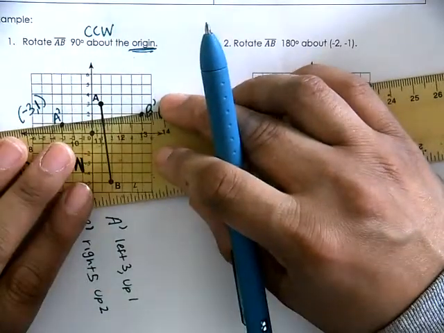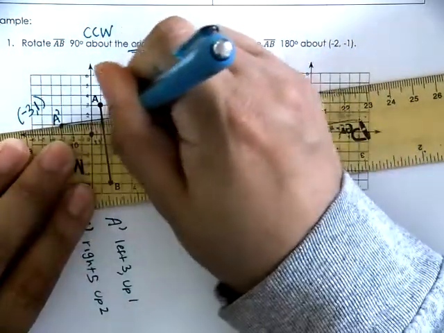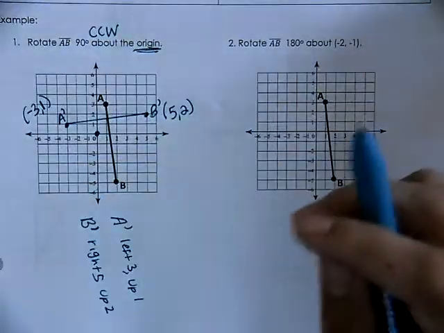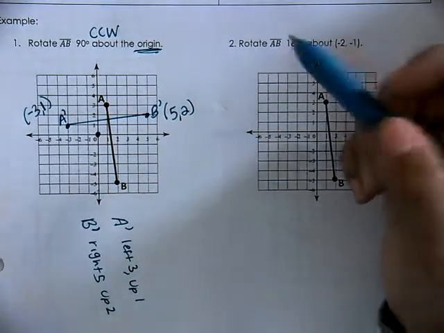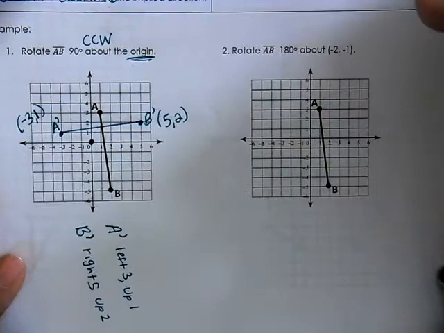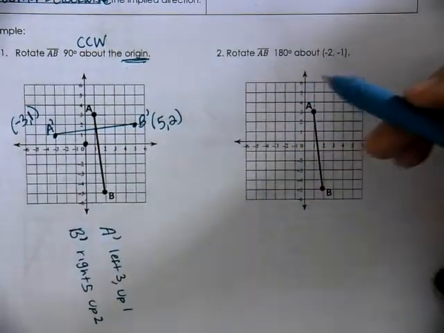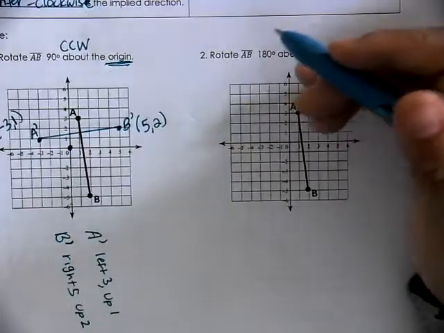So we just rotated segment AB 90 degrees about the origin. And it was counterclockwise since that's what it said. Okay, that's how you would do this. And we're going to try one more, and then you can try a couple on homework as well.